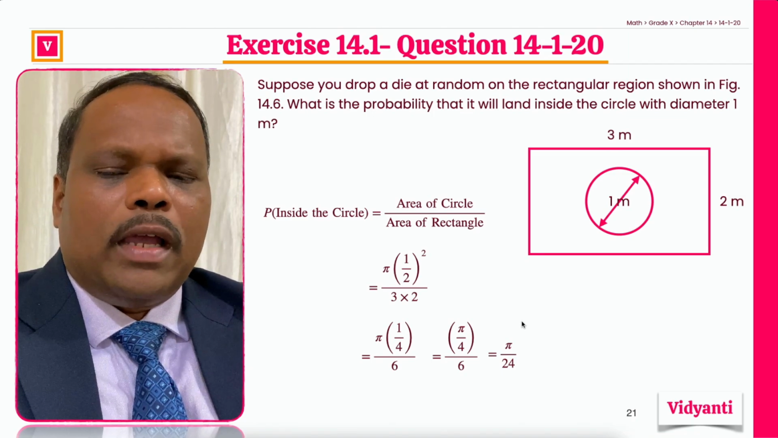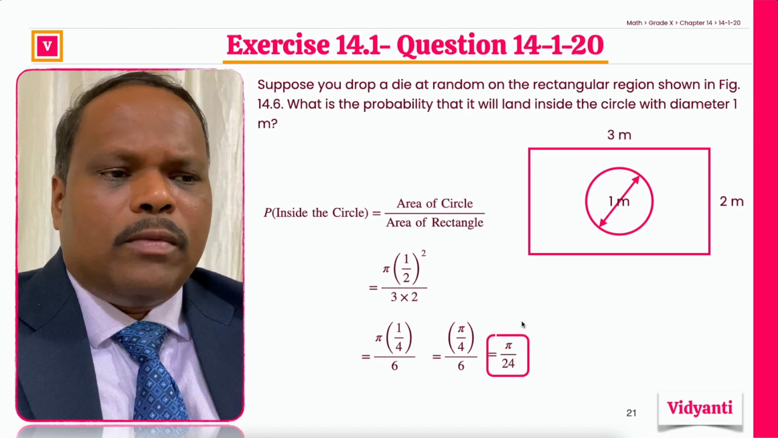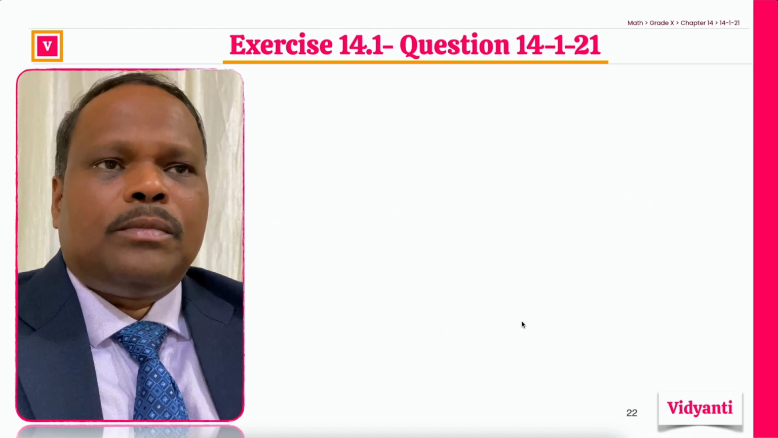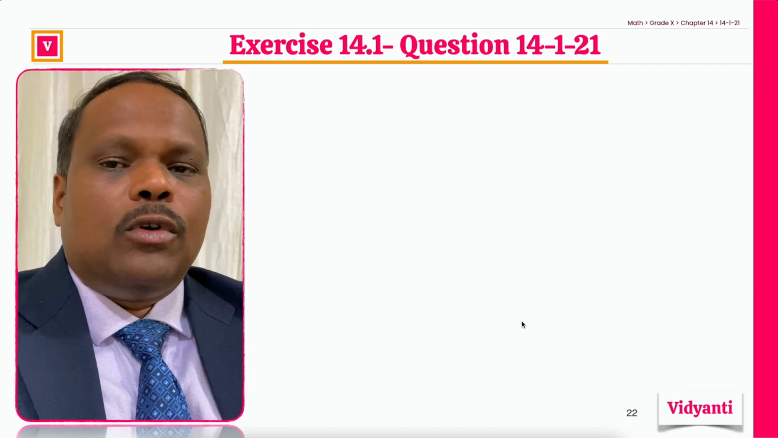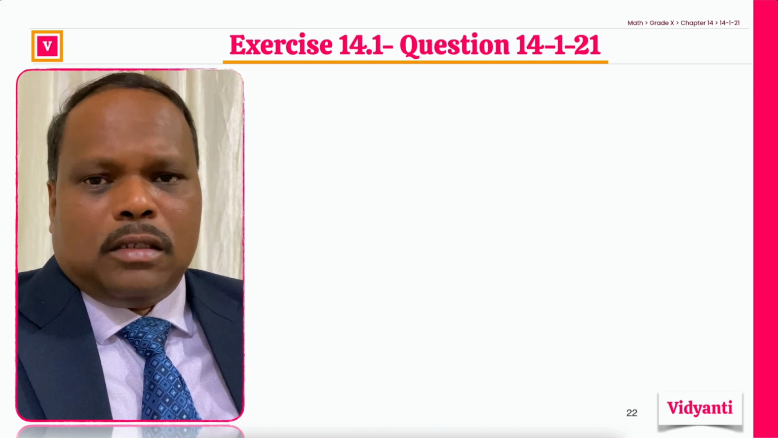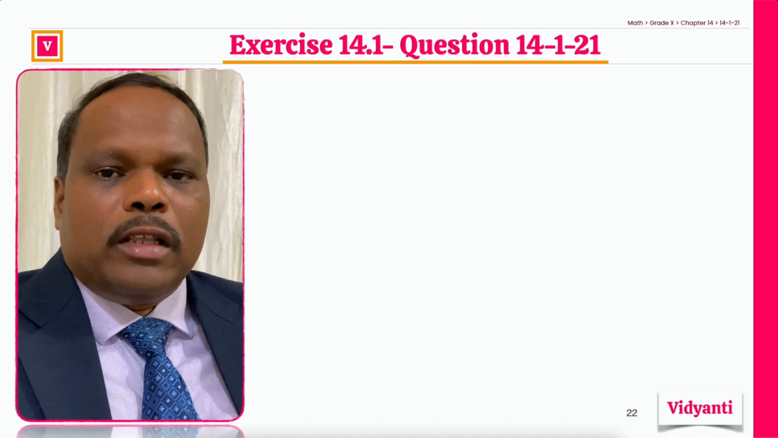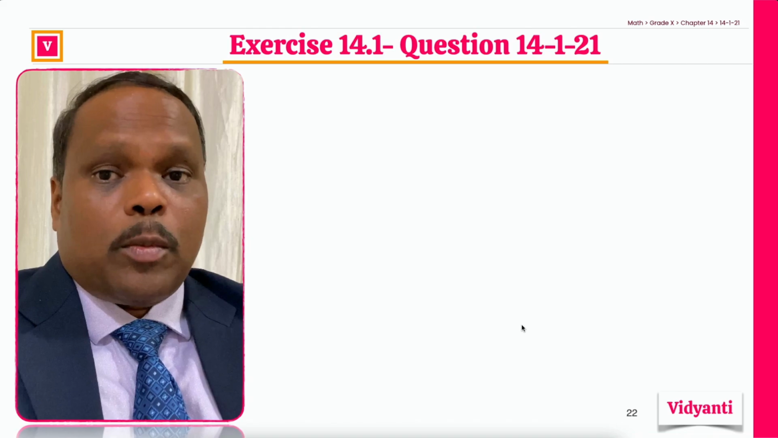Since the value of pi is not given, you can keep the answer as pi divided by 24, and that's your final answer. So just remember that if you drop something, the probability is proportional to the area. Larger the area, larger the probability. Smaller the area, smaller the probability. So it's proportional to area.